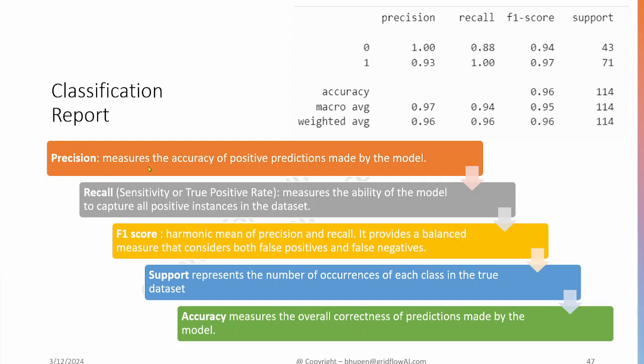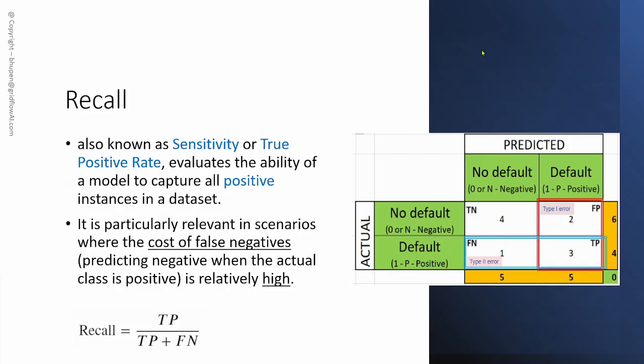The precision is the accuracy of positive predictions made by the model. Recall measures the ability of the model to capture all the positive instances as positive. F1 score is a harmonic mean of precision and recall, useful when we have an imbalanced data set. Support is simply the number of samples we use in the prediction test. Accuracy is the overall accuracy.